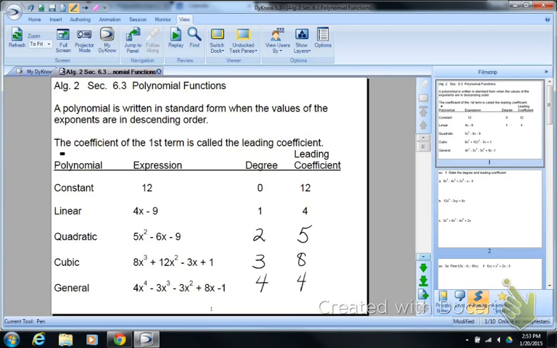When we're talking about descending order and leading coefficients, they're all variables in one term, meaning one variable. If you have more than one variable, we would not talk about those. Those would not be a polynomial in one variable.